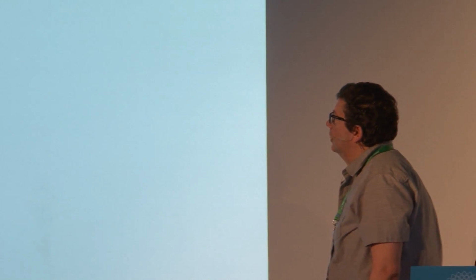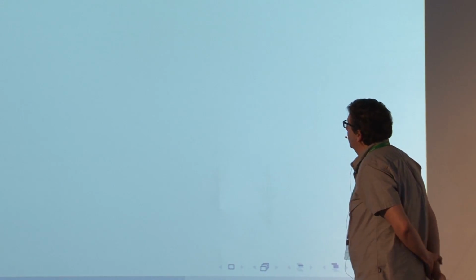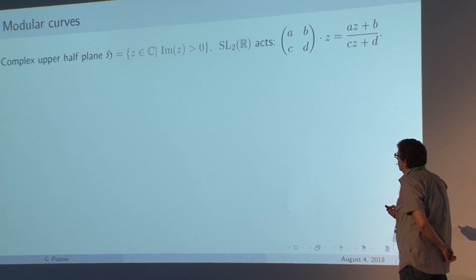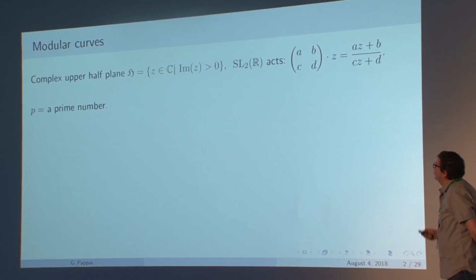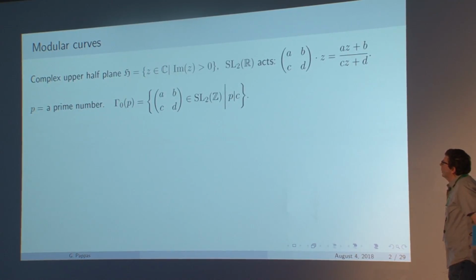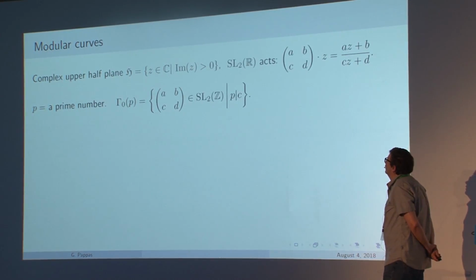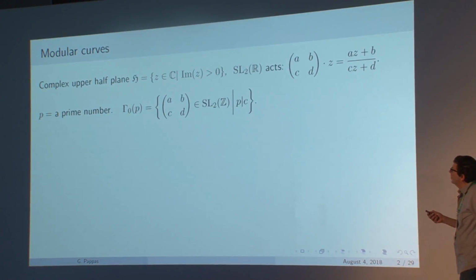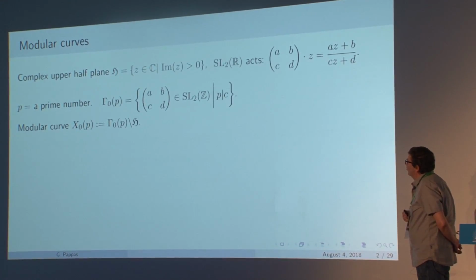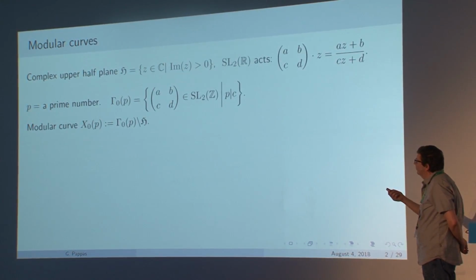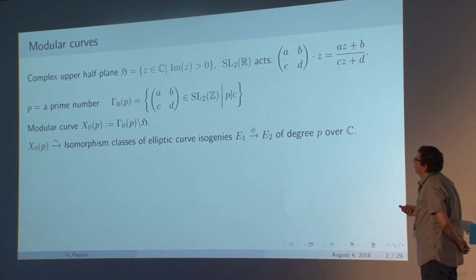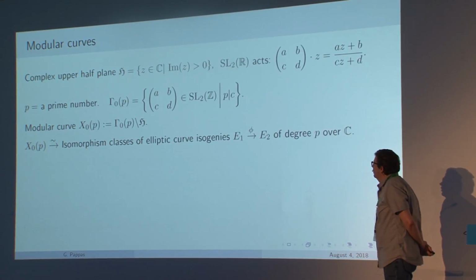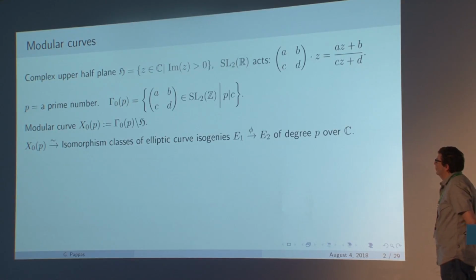So as usual, we start with the complex upper half plane, on which we have the action of SL2(R) by fractional linear transformations. Let's pick a prime number p and consider one of the standard congruence subgroups, given by matrices in SL2(Z) which have c entry divisible by p. This acts on the complex upper half plane, and we consider a modular curve given as the quotient. Now, it's a classical fact that this parameterizes isomorphism classes of elliptic curve isogenies of degree p, where the elliptic curves are over the complex numbers.